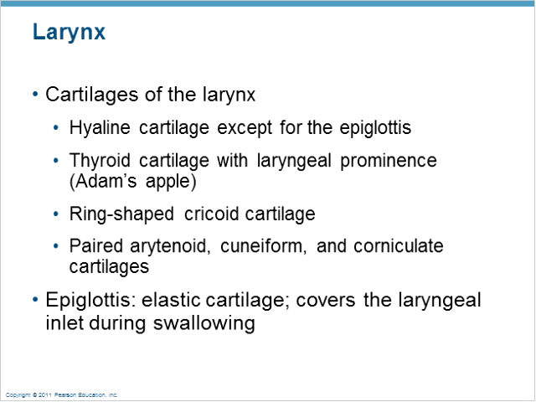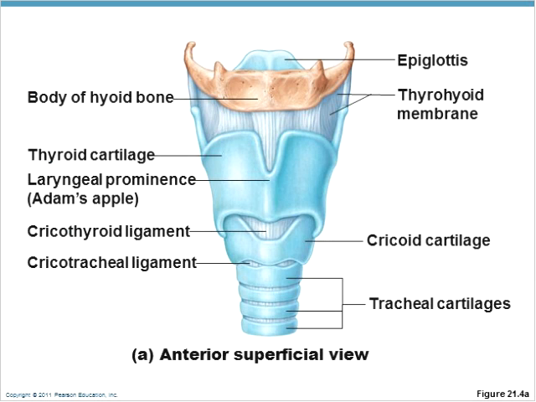The larynx is made up of cartilages. All the cartilages are hyaline cartilage except for the epiglottis. The thyroid cartilage shows a laryngeal prominence, the Adam's apple. And the ring-shaped cricoid cartilage gives the larynx its shape so it's not easily collapsed. There are arytenoid, cuneiform, and corniculate cartilages, and we'll show you those. And finally, the epiglottis, which is an elastic cartilage, covers the laryngeal inlet during swallowing of food or fluid, so as not to block the airway.